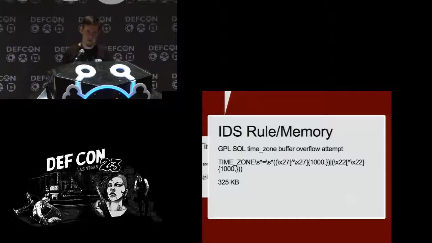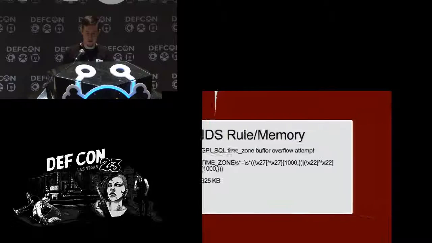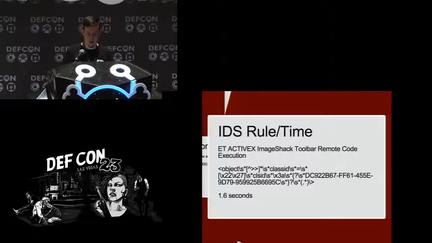And now I get into some of the IDS rules. This one's not so bad memory-wise, but I'm just showing it here. This one's really bad time-wise, because the actual rule is the Emerging Threats ActiveX ImageShack toolbar remote code execution. For the evil string that my script generates, it takes 1.6 seconds to evaluate. And of course, your beefy IDS machine's going to go a little bit quicker than that.